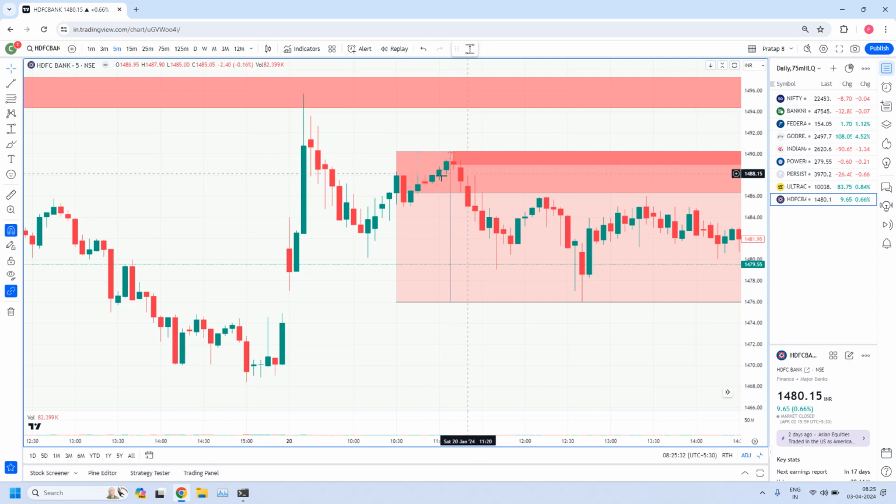It's not really a leg candle. All these are base candles actually. 1, 2, 3, 4, 5, 6, 7 base candles. And the next leg out candle is also a little doubtful.